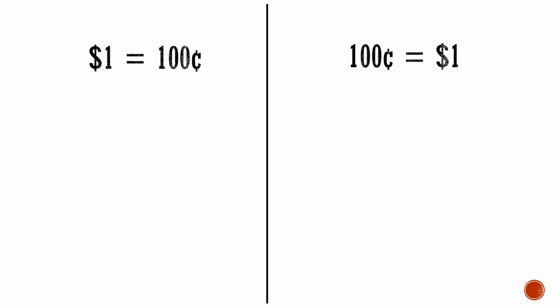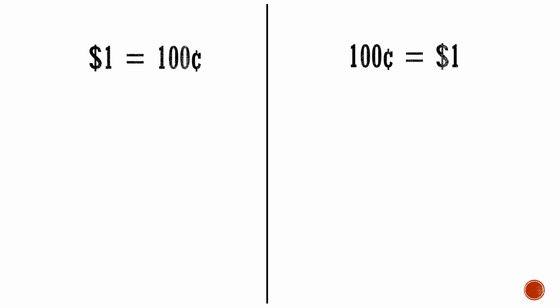Now, first we need to learn how to change between dollars and cents. Some of you actually already know this, but I'll just do a quick revision. If you look over here, there are two columns. On the left, you will see that $1 equals 100 cents, and on the right, 100 cents equals $1. Now, why am I writing all this? There is a purpose for it, so let me go through step by step.